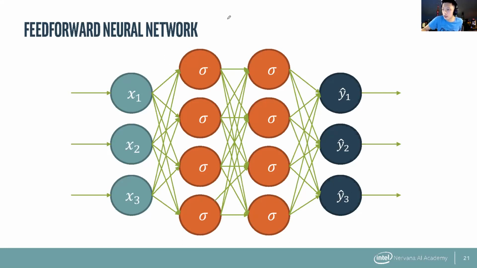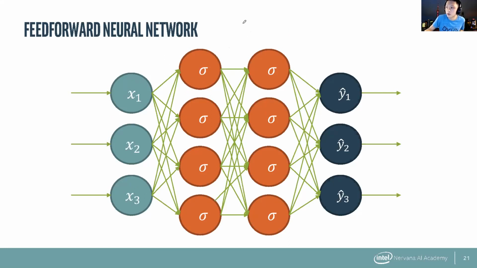And I think the correct answer would be 16. Because again, don't forget the biases. I think Winston just forgot that there's a bias on every one of these. But the way that you would compute this is that you know there are 3 neurons here and you have 4 neurons here.